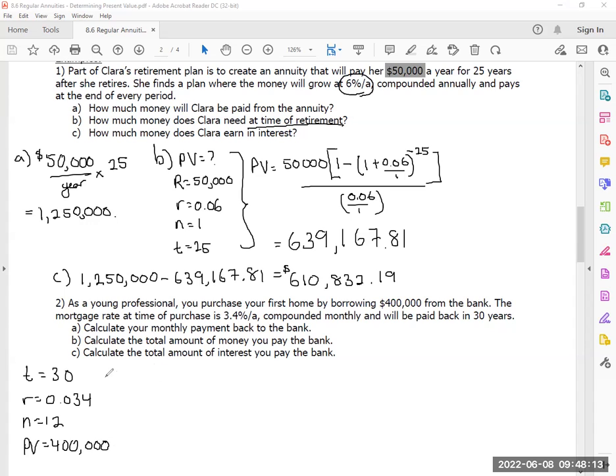Calculate your monthly payment. In other words, what is my capital R? My formula is this: PV equals capital R, 1 minus 1 plus R over N, negative NT, all over R over N.